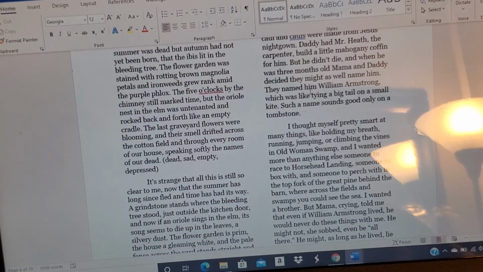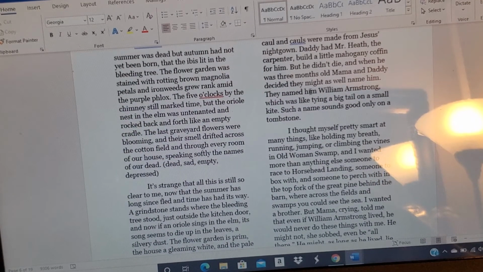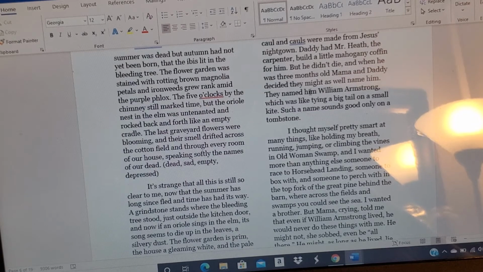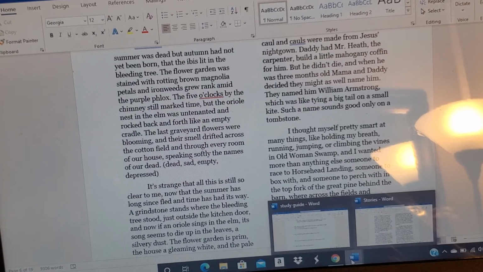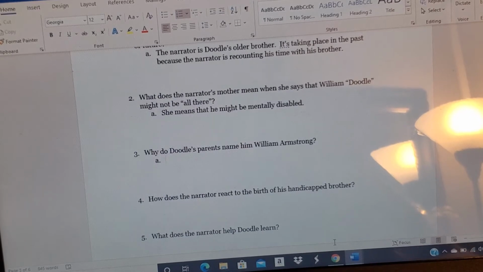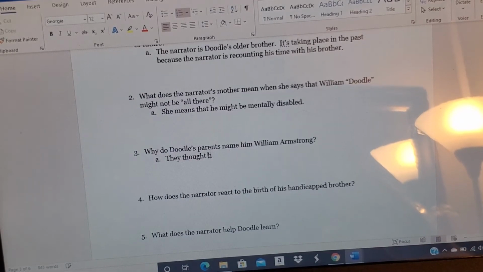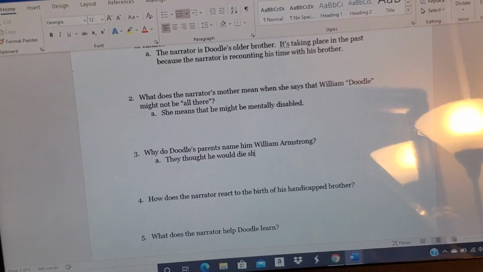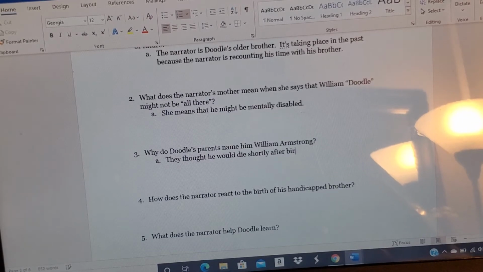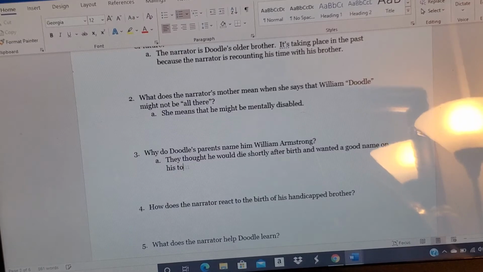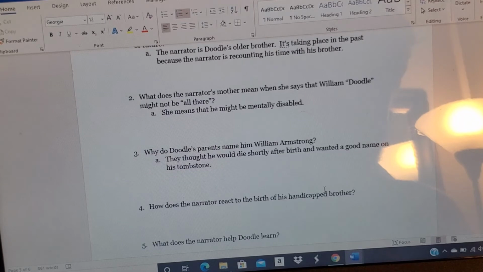Oh, right there. They named him William Armstrong, which is like tying a big tail on a big kite. Such a name sounds good only on a tombstone. That's why they named him that. So they thought he would die shortly after birth and wanted a good name on his tombstone.